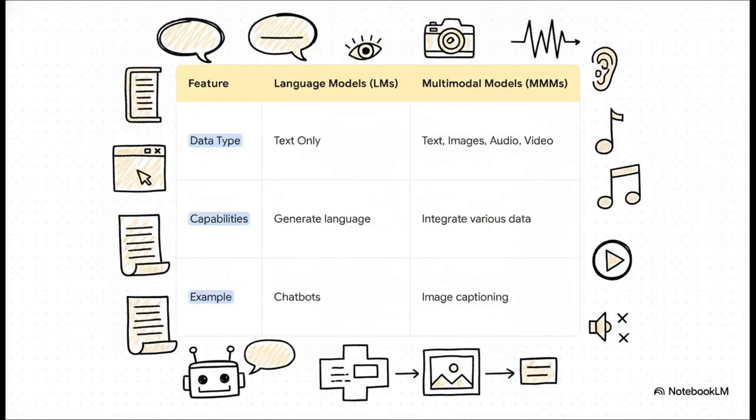And that brings us to the final choice in our toolbox. Do you need a model that only deals with text, a language model for something like a chatbot? Or do you need a multimodal model that can handle text, images, audio, and even video all at once? We're talking about the engines behind things like image captioning or sophisticated video analysis.